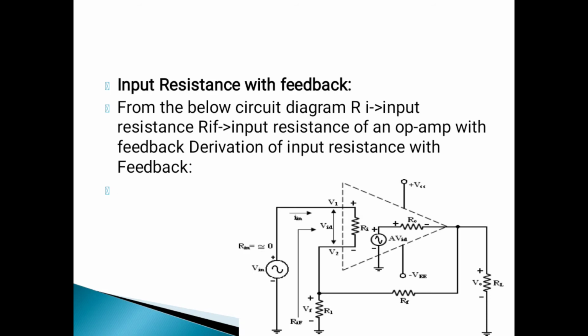Input resistance with the feedback. From the below circuits, RAF is greater than the input resistance of an op amp. Derivation of the input resistance with feedback.